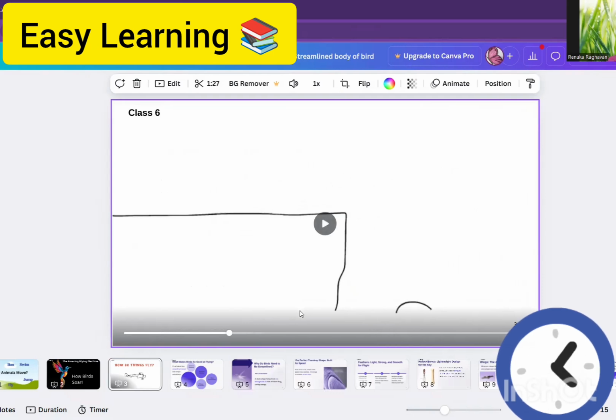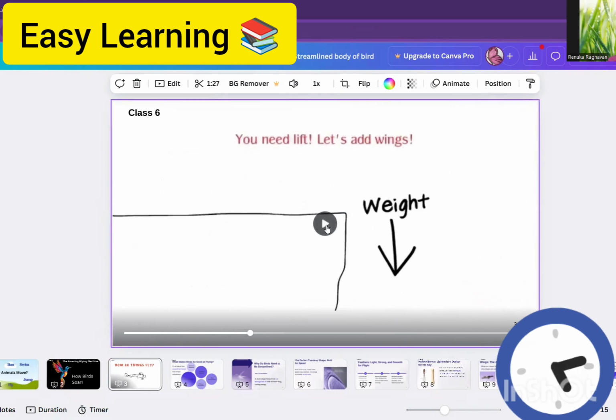So now this person drew an aeroplane with wings, and he sat on it, and he was trying to fly. Is he able to fly? No. What's the reason behind that? So due to weight, if there is more weight, the thing cannot fly. It needs some other factors to fly.